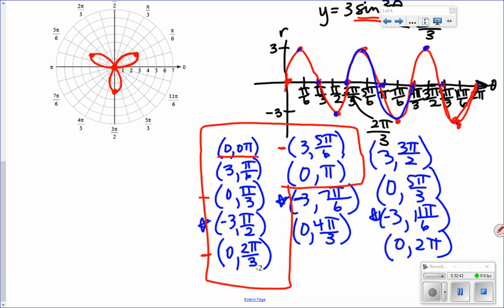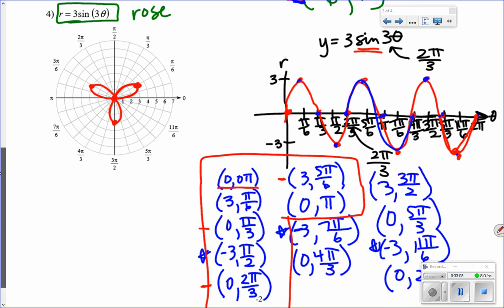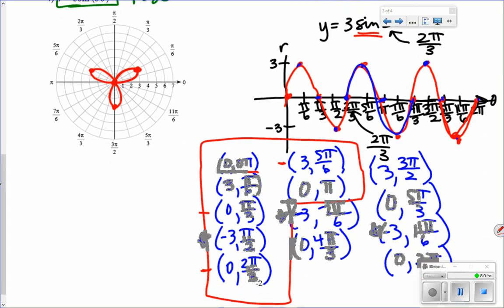I went all the way to 2 pi, but what's going to happen if I continue to plot those? That negative 3, 7 pi over 6, that will be left 3, and then I end up being right back where I started again. So it's not necessary to go through those last ones. I only need to graph until I get back to where I started. So I have a 3-petaled rose for our final polar equation graph.